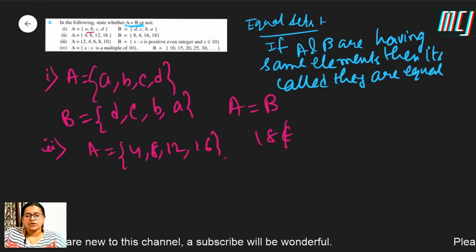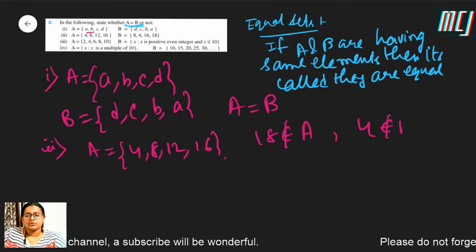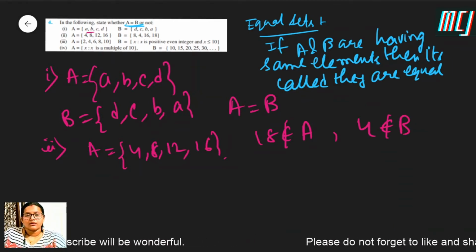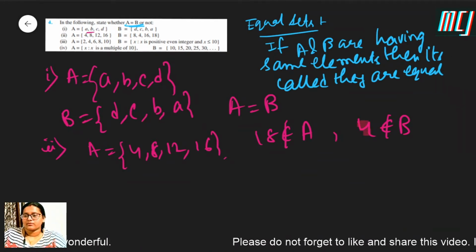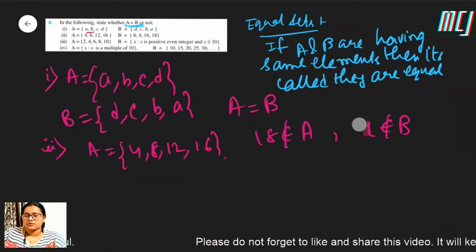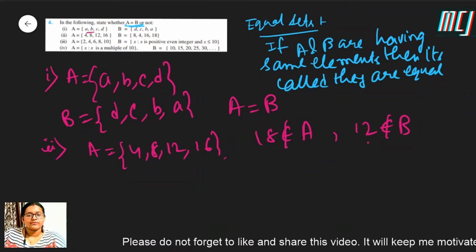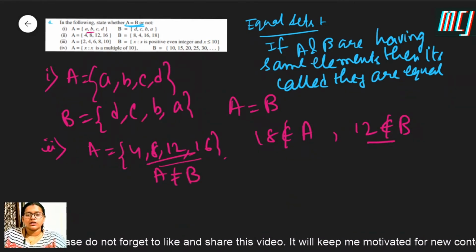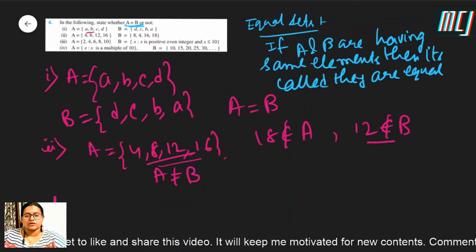Now for 2, in set A we have 4, 8, 12, 16. 18 doesn't belong to A. Similarly, 4 does not belong to B. Sorry, 4, 8, 16, 12. 12 doesn't belong to B. So A is not equal to B, because all elements of A and B are not the same.